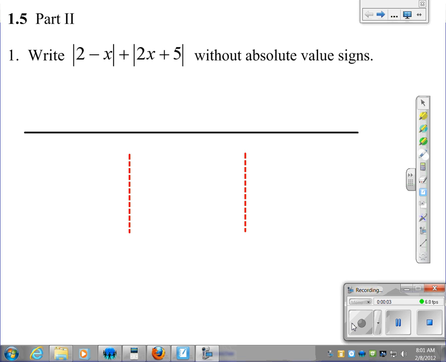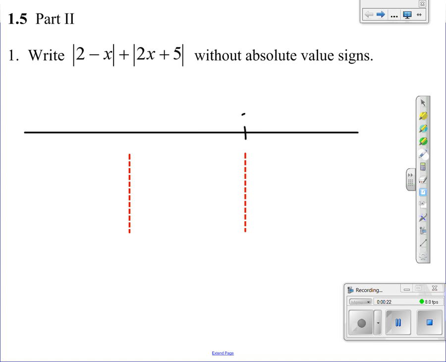Okay, we are going to look at the second part of absolute value, and you're going to find some of this to be quite a challenge here. We're looking at adding two separate absolute value expressions together, and we're going to use the zeros of each term as kind of guideposts for us. So we know that for 2 minus x, that will be 0 at 2. So I'm going to mark this boundary right here as being 2.